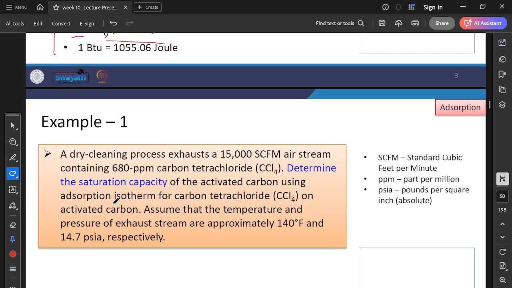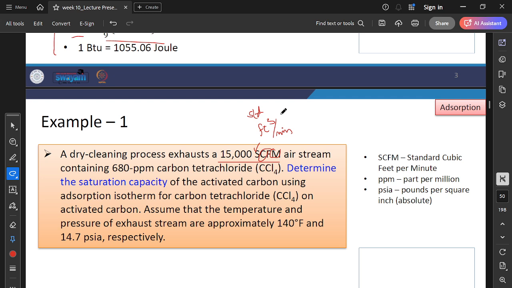So the first question of absorption I am going on with. A dry cleaning process exhausts 15,000 SCFM, standard cubic feet per minute. So it's normally feet cube per minute only, but it is standard. Standard is standard temperature and pressure, actual means actual temperature and pressure. So they have given the exhaust flow rate, because feet cube per minute is a flow Q only. Standard flow rate they have given, an air stream containing 680 ppm carbon tetrachloride, that is a pollutant. So that concentration of the pollutant they have given, and determine the saturation capacity.